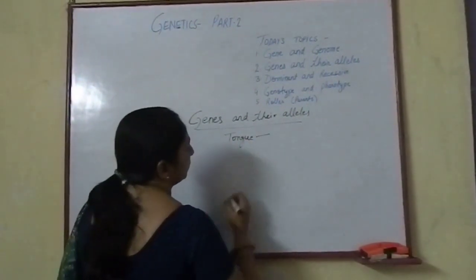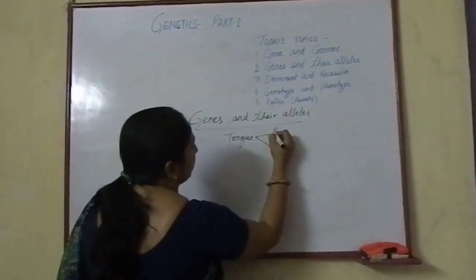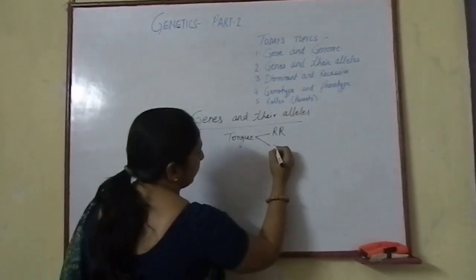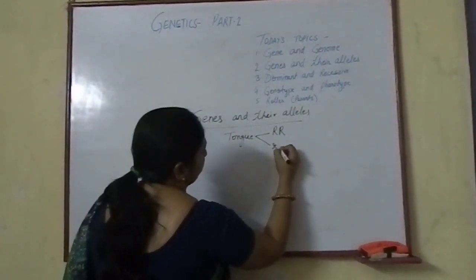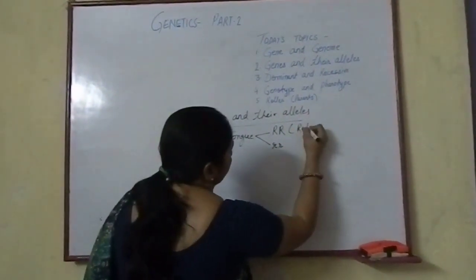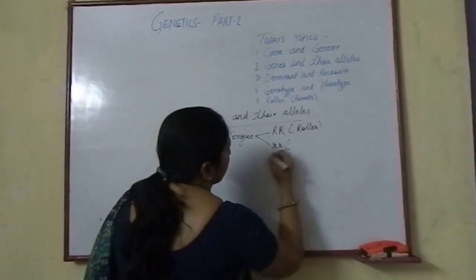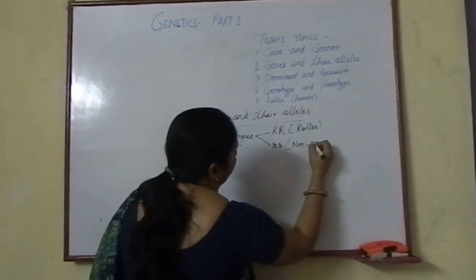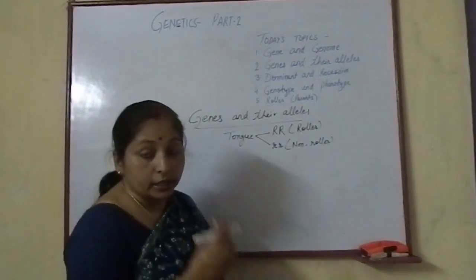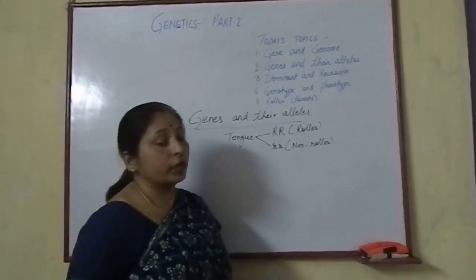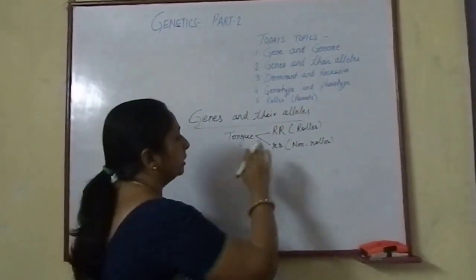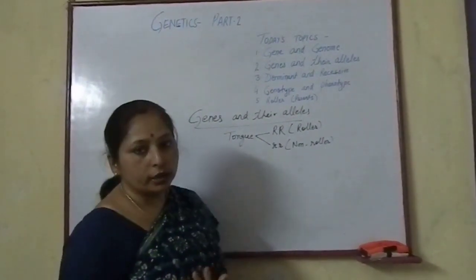The common character in tongue is the roller tongue, while the recessive character is the non-roller, which will be represented by small r. This is for roller and this is non-roller. What do roller and non-roller tongue mean? When you protrude your tongue, if it rolls, then it is a roller tongue.